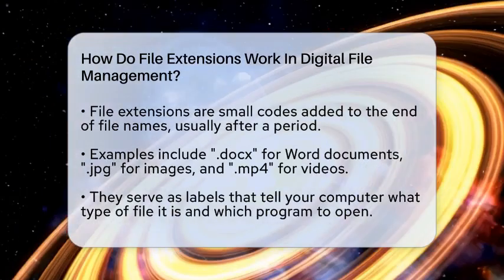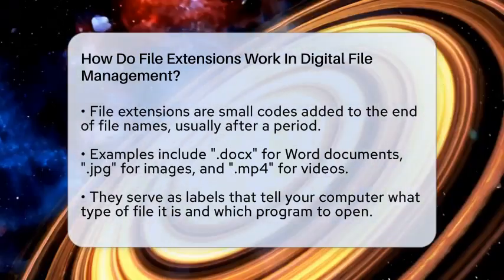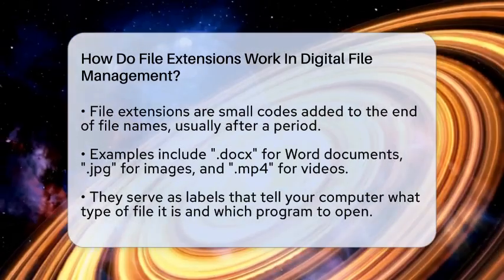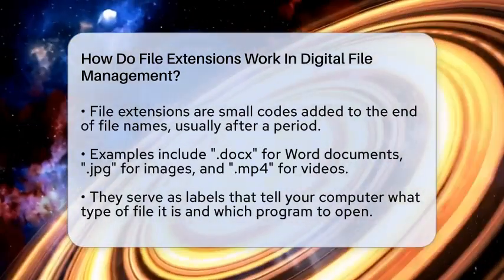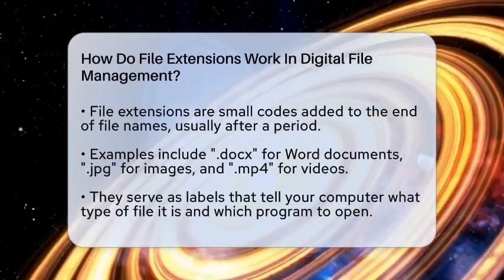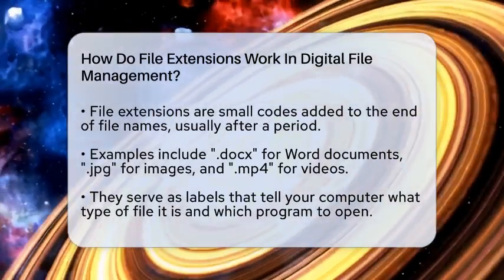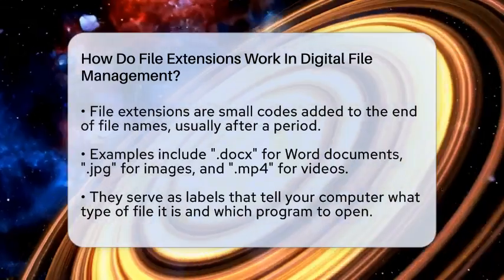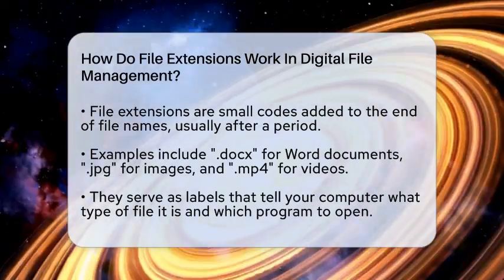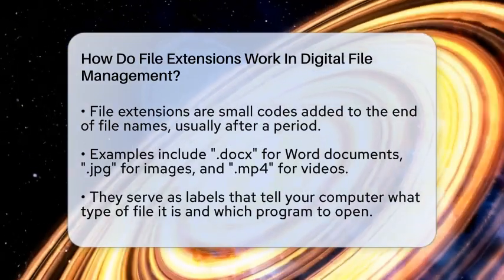File extensions are tiny codes added to the end of a file name, usually after a period. For example, a document might end with .docx, a picture with .JPG, and a video with .MP4. These little tags tell your computer what kind of file it is and what software can open it. Think of them as labels on folders in a filing cabinet.